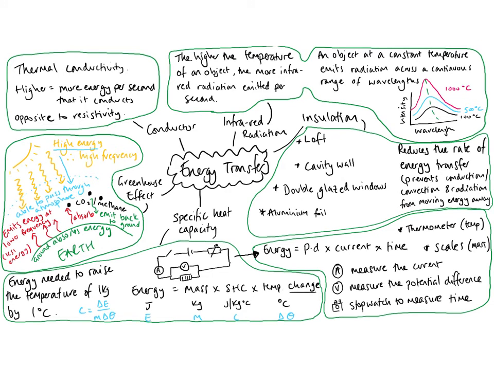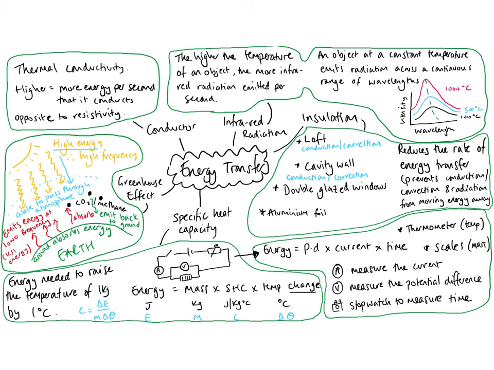There are four main types of house insulation to look at, and that's loft, cavity wall, double glazed windows, and using aluminium foil. Loft insulation works by trapping air. So because air is such a poor conductor, because it is hard for one particle to hit another particle to pass the energy along, and also because the air that's trapped can't rise and fall in a convection current.